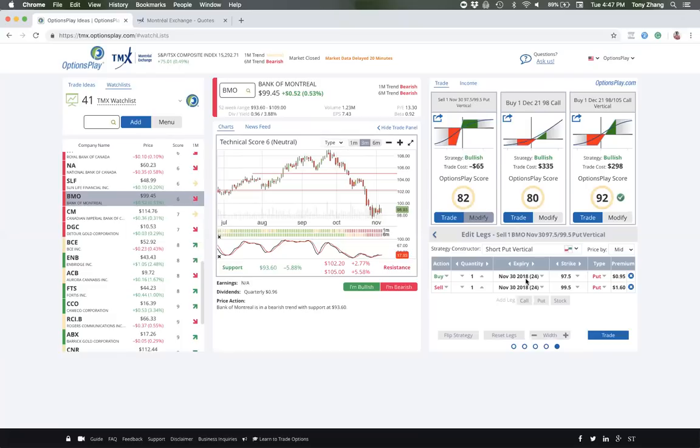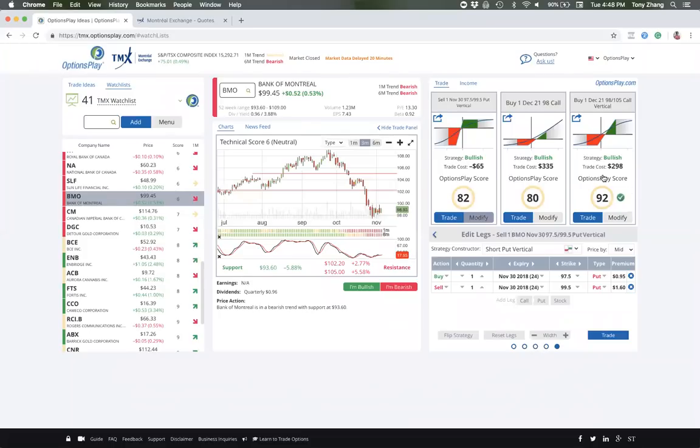So the width here is $2 between 99.5 and 97.5. And for a $2 width, I'm looking to collect roughly 67 cents. So I'm getting 65 cents here, which is pretty much right on target. So now what I'm going to do is I'm going to compare that to buying a call and buying a call vertical, which is traditionally what you would do if you're bullish on a stock.